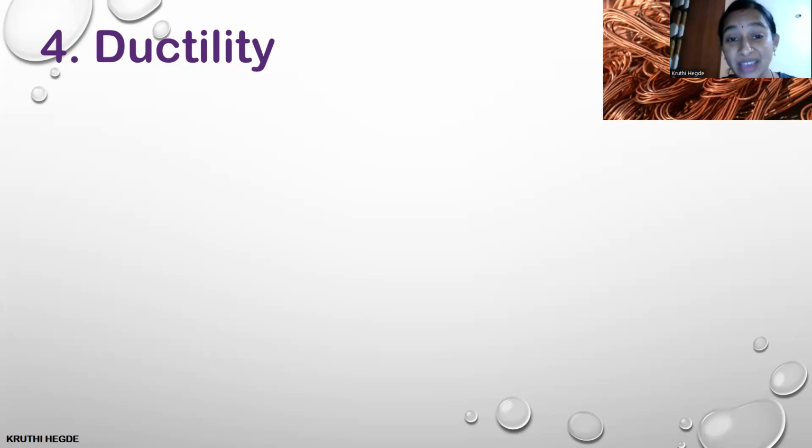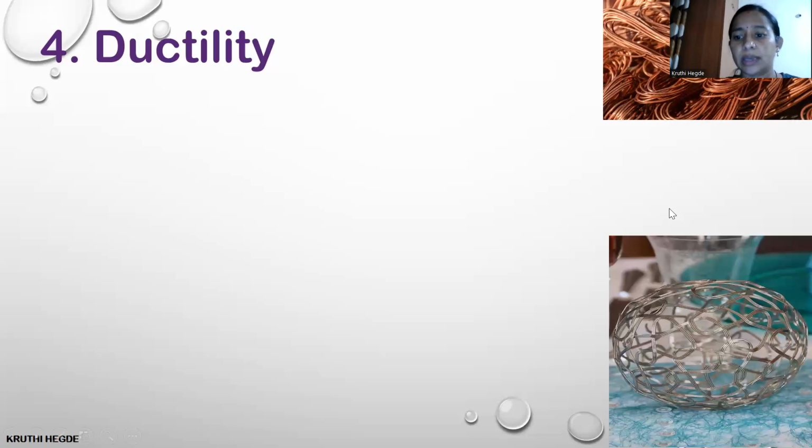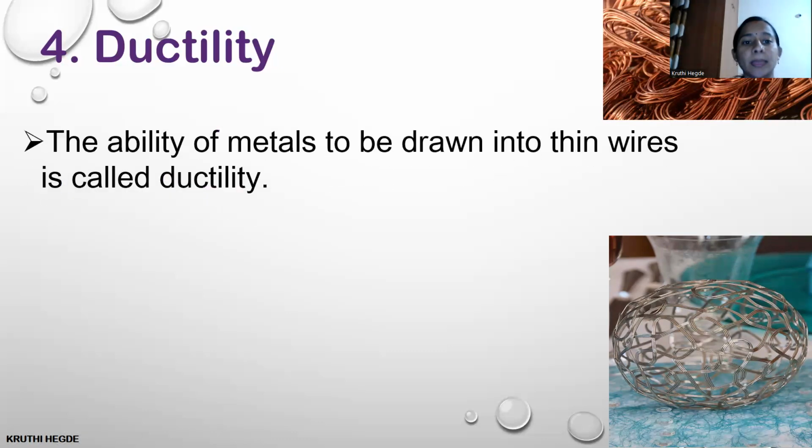You might have seen these wires, widely used in electrical appliances, electric materials. It is copper wire. One more image. Here also we have some wire made up of silvery white metal, probably aluminium. It could be aluminium. So these wires are made because of this property of ductility. Ductility is nothing but property of metal to be drawn into sheet. The ability of metals to be drawn into thin.